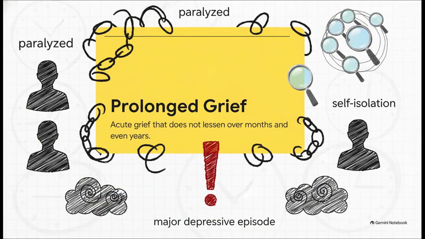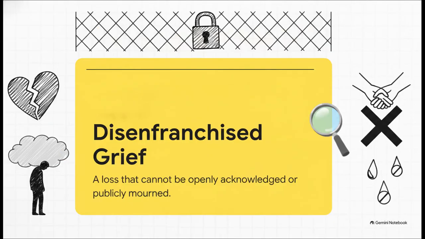Now, here is where you really need to put your clinical hat on. You must be able to identify clinical danger, and prolonged or complicated grief is a massive red flag. This happens when those acute grief symptoms just do not lessen over months or even years. It paralyzes the patient, causing extreme difficulty in daily routines, self-isolation, and it can even trigger a new or reappearing major depressive episode. We're going to wrap up our vocabulary sprint with disenfranchised grief.